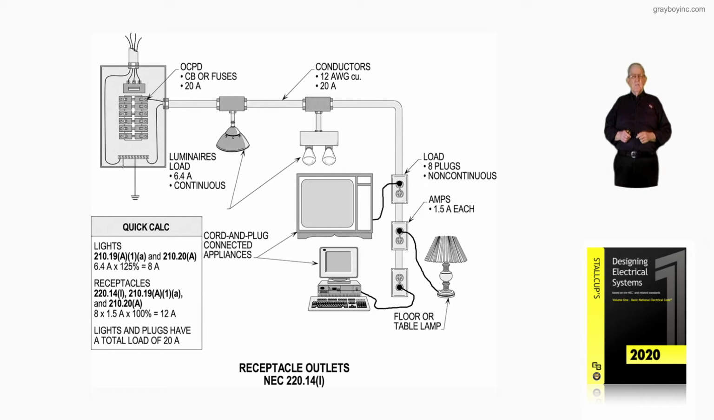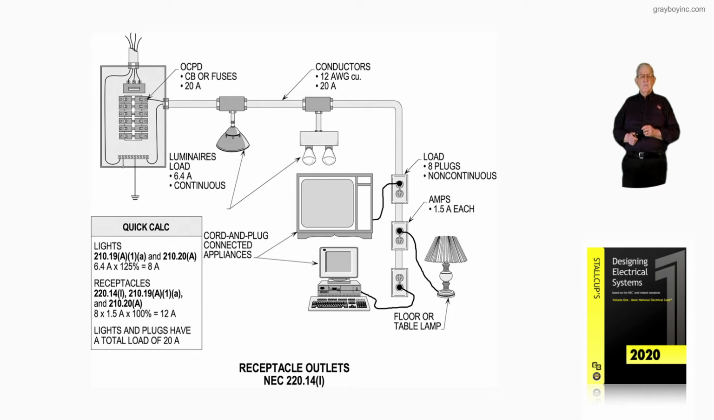Now this illustration deals with receptacle outlets, but notice they're in commercial and industrial type locations, occupancies, instead of residential dwellings, one and two family, or dwelling units that are in an apartment complex. Now, notice we have receptacles, incandescent lighting, and fluorescent lighting that are connected to this 20 amp branch circuit.